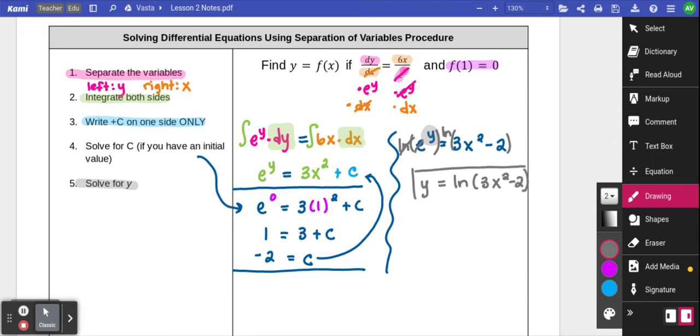And in this case, that would be my final answer because y is now by itself. Okay, let's just recap. The new step, the only thing that's different from what we did in the previous lesson, is that first we need to separate the variables before we integrate or do the antiderivative on both sides of the equation. After that, we still find our c value and we still get y by itself.